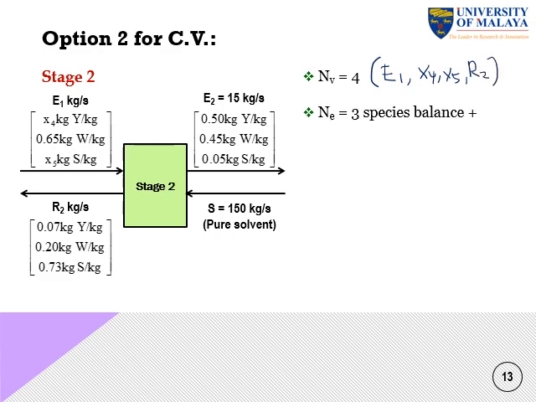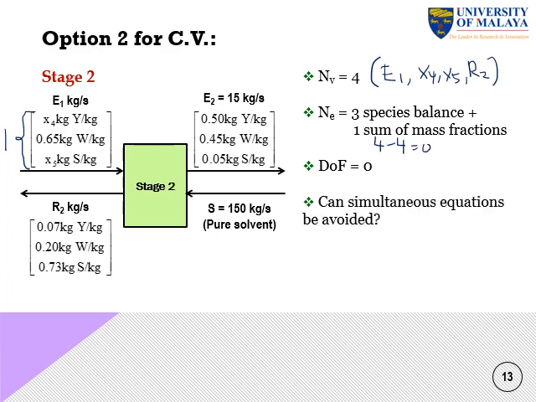Then the number of independent equations: 3 species balances, one each for Y, W, and S respectively, and 1 sum of mass fraction. You need to know that the sum of mass fractions here should be 1. This will give you another independent equation. So it looks like you have a DOF equal to 0 here, since you have 4 minus 4 equals 0, right? You may want to start here, or you may want to see another option for control volume, and if possible we want to avoid simultaneous equations, because as far as possible we would want our life to be much easier.